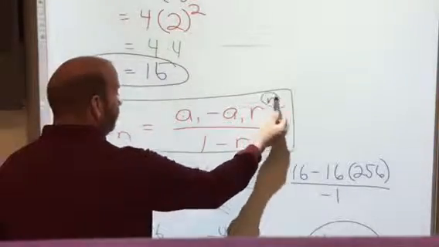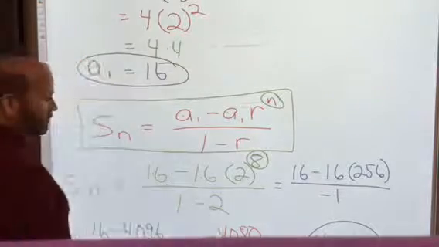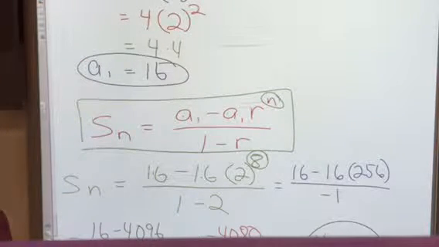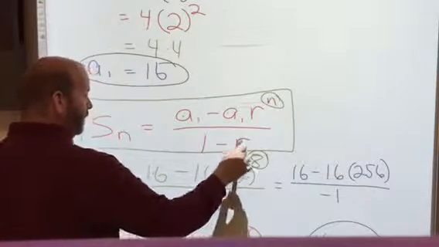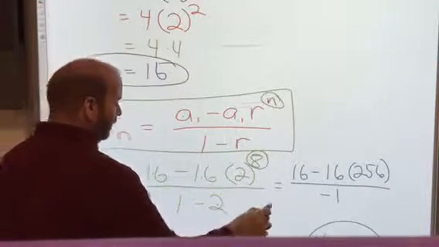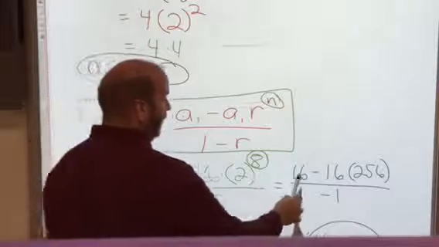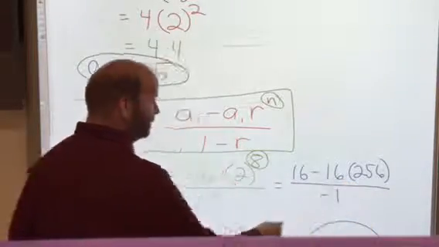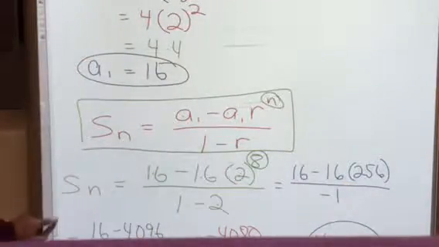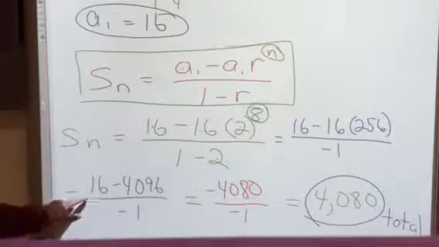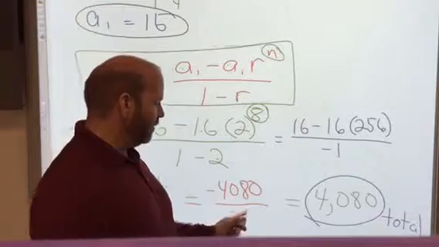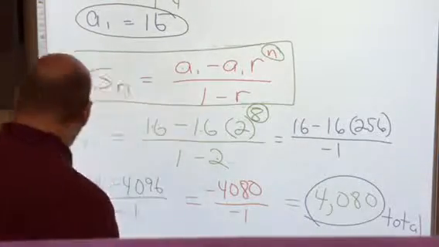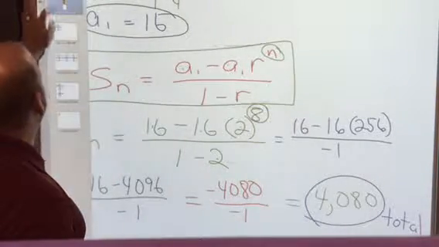n is 8 terms, from above. r is 2. 1 minus 2 is -1. So 16 minus 16 times 256 over -1 is -16 minus 4096 over -1. That's -4080 over -1, which is positive 4080 as a total.